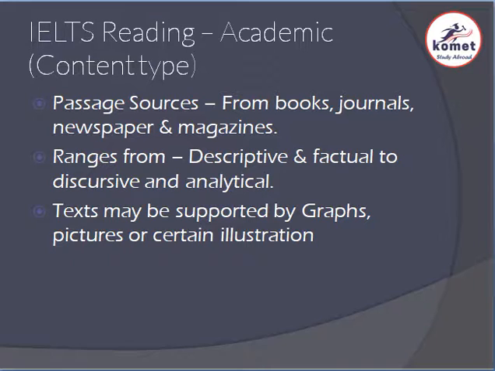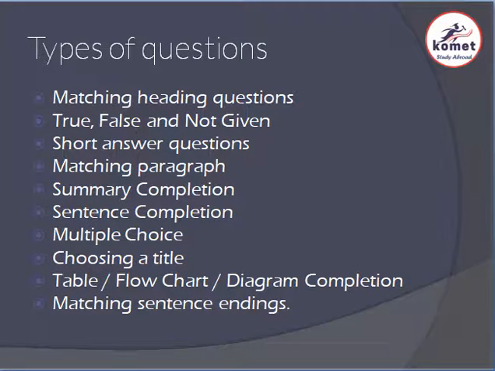Anyway, this was just an example. As I have said, the text may be supported by graphs, pictures, or certain illustrations. So we need to take care, if it is done like this, we should pay attention to those things also. So what are the types of questions? As I have said, there will be a total of 40 questions in the 3 sections. So typically two sections will have around 13 questions, and one of the sections will have 14 questions. So in all it will have 40 questions.